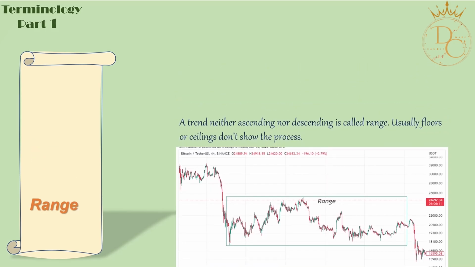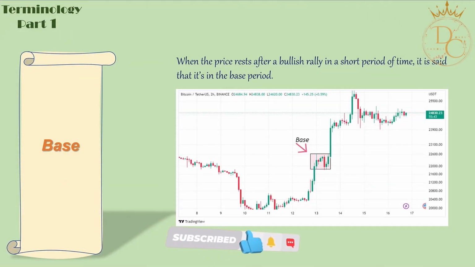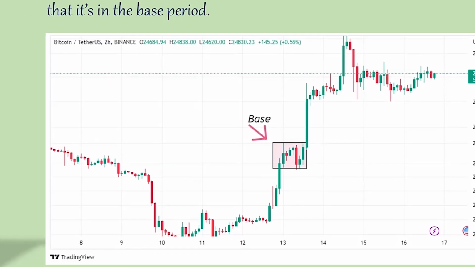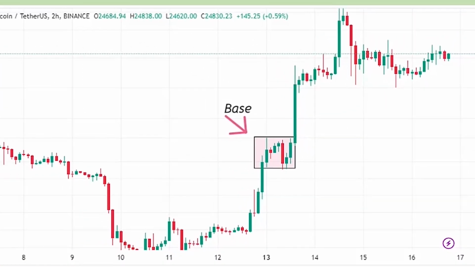When the price rests after a bullish rally in a short period of time, it is said that it's in the base period. In trading, the base is the initial price level from which traders expect an asset to rise or fall. It can also refer to a stable price point before significant movement occurs.